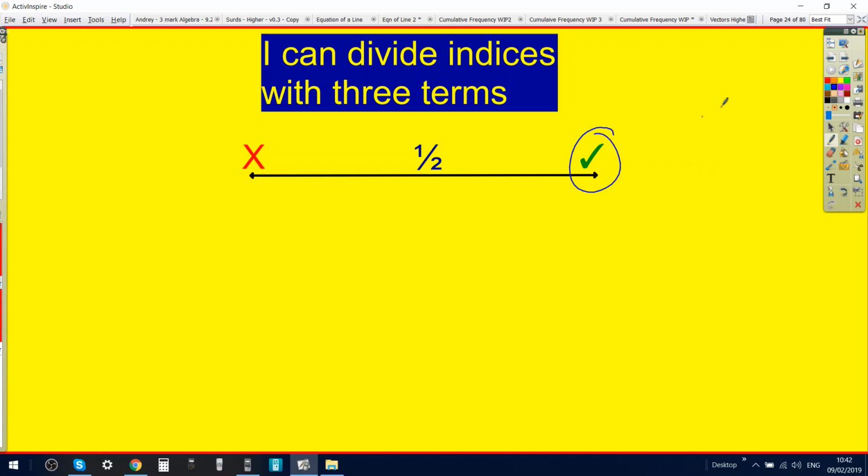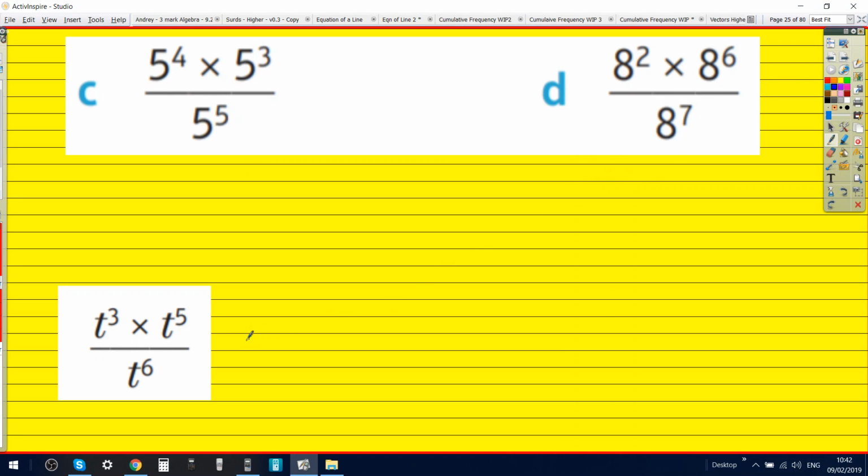Yeah, tick. Let's just try bottom left. So would it be t? It would first start off with t to the power of 15 divided by t to the 6. What is the rule for multiplying indices?